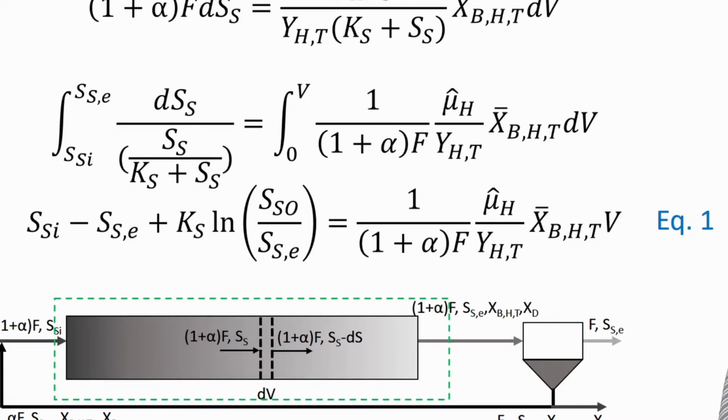SS0, the influent substrate concentration before being combined with recycle flow, SSI, the influent substrate concentration after combined with the recycle flow, and SSE, the reactor effluent substrate concentration, are all used in equation 1.